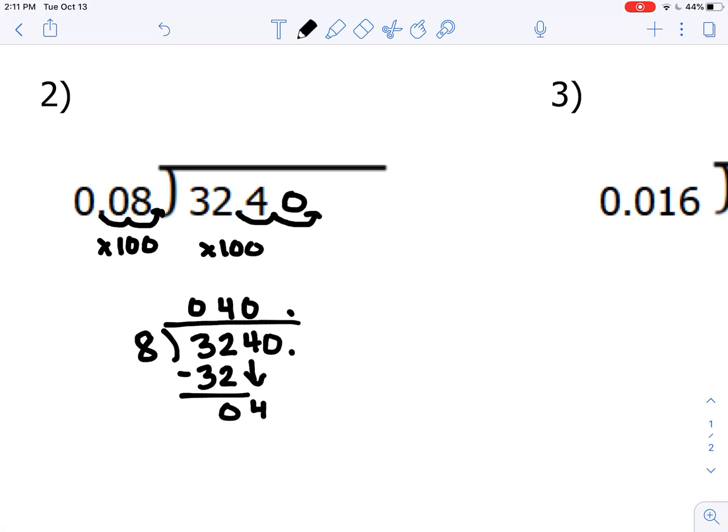8 can't go into 4. I'm going to put a placeholder above. And then we'll bring the 0 down to make that 4 a 40. 8 goes into 40 5 times. That's 40 exactly. And we have 0 remainder, so we can stop dividing. So our quotient is 405.